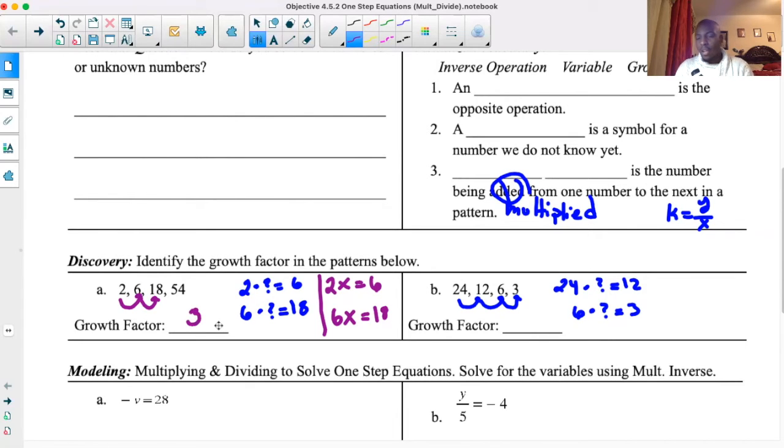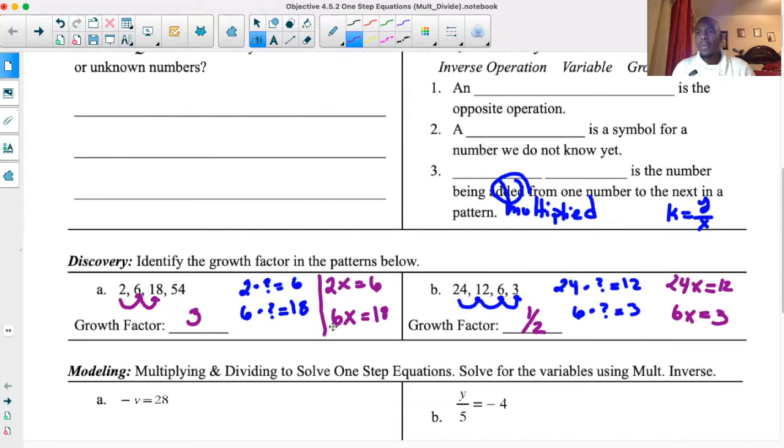right? And in order for you to figure out this other one here, once again, what do I multiply 24 by to get 12 and to keep going? This is really 24 times x equals 12, and 6 times x equals 3. The answer for this problem is 1/2, right? It's being cut in half. It's being divided by 2. 24 divided by 2, divided by 2, divided by 2, right? So that's how we can identify.